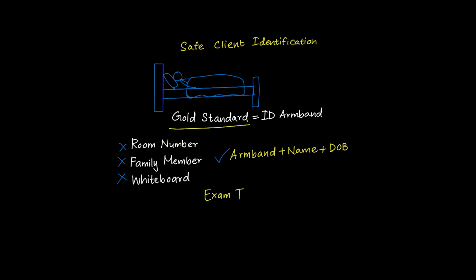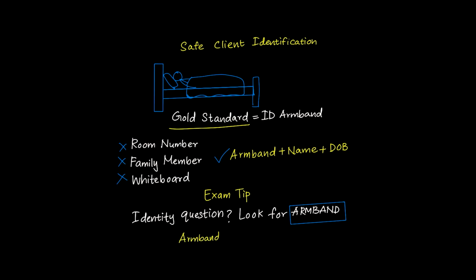Here's a WGU D455 exam tip for you. When you see a question about verifying client identity, the answer almost always involves the identification armband. That's your anchor, quick recall hook. Think. Armband equals attached to the patient, equals always reliable.